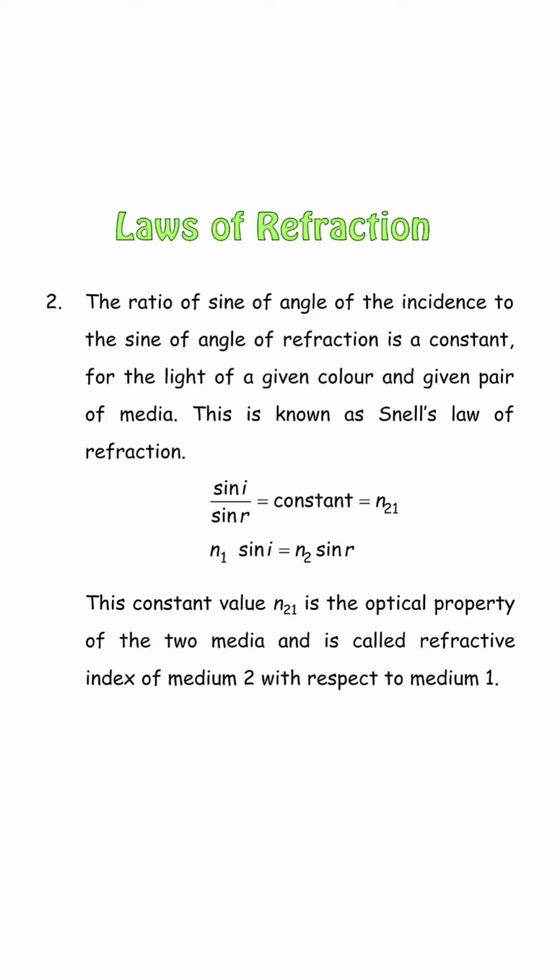Again, we can write this formula as n1 sin i = n2 sin r. Here, what is the meaning of n21? It is the optical property of the two media, called the refractive index of medium 2 with respect to medium 1. So these are the two laws of refraction.